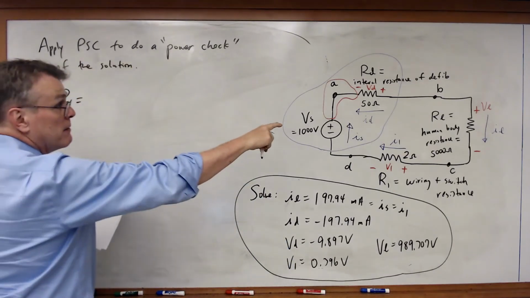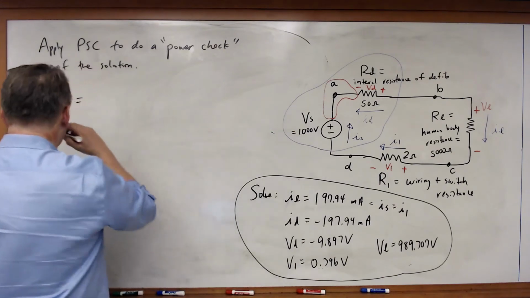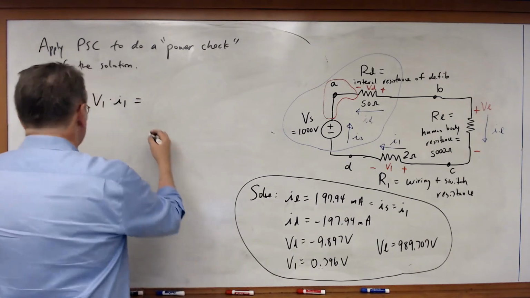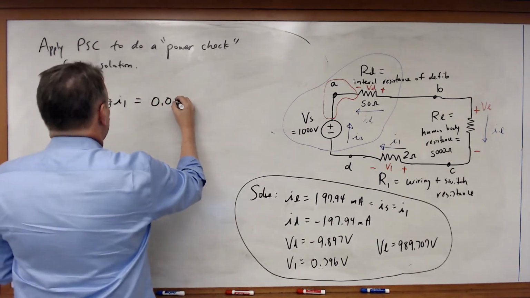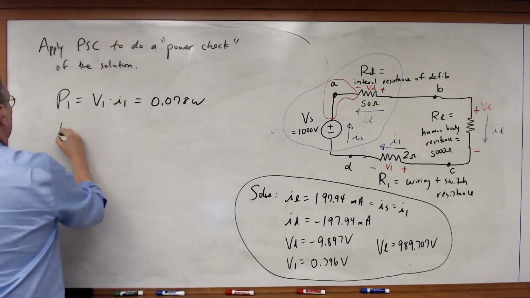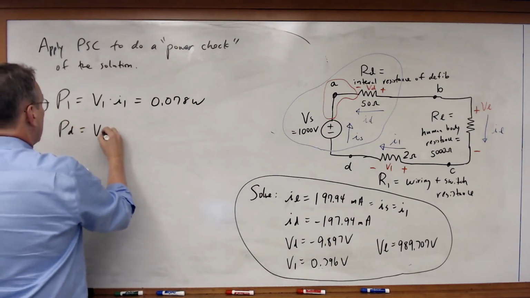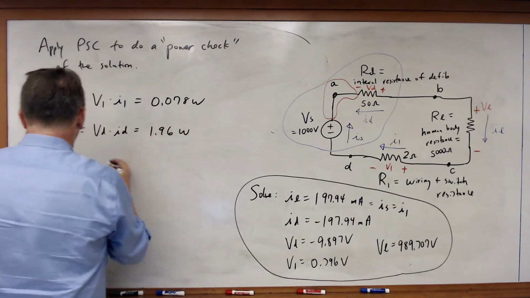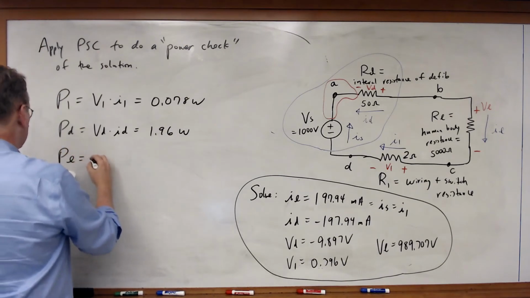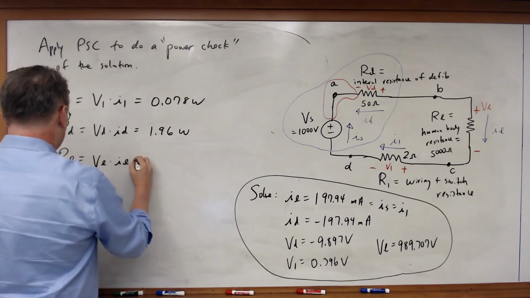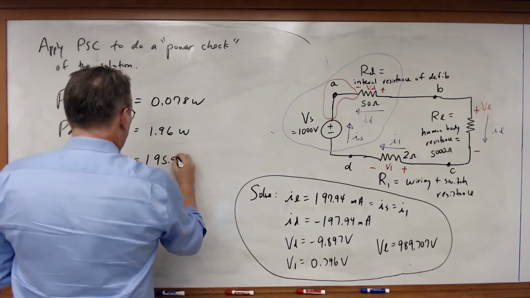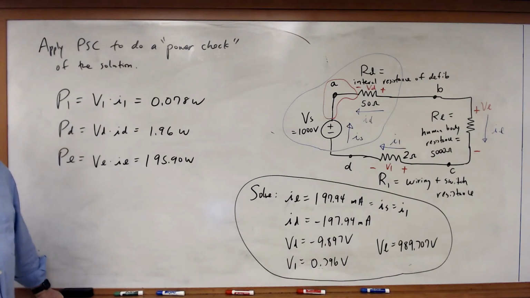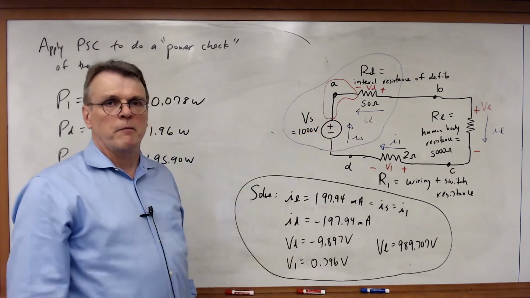So P1 for the R1 resistor will be equal to V1 times I1, and that will be equal to 0.078 watts. PD will be equal to VD times ID, which is 1.96 watts. PL is equal to VL times IL, which is 195.90 watts. Now resistors automatically follow the passive sign convention because we defined the voltages and currents to follow them.